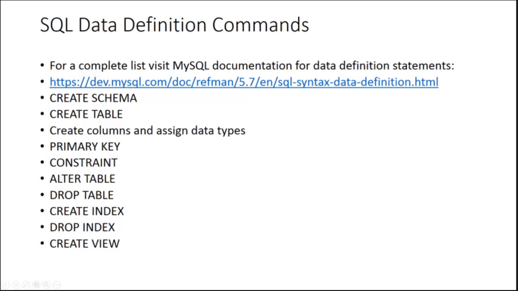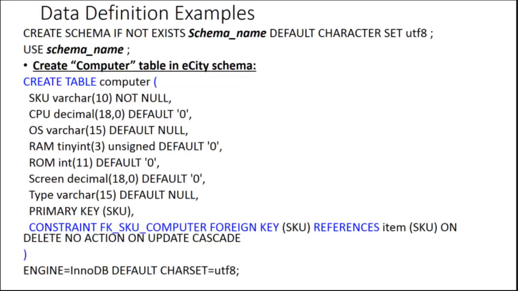And for data definition commands, we have a link here for a complete list of data definition commands. I mentioned a few of them here. Create schema table, or creating columns and assigning their data types. Popular data types we use in tables are listed here: primary key, constraint, alter table, drop table, etc. And here are a few examples.